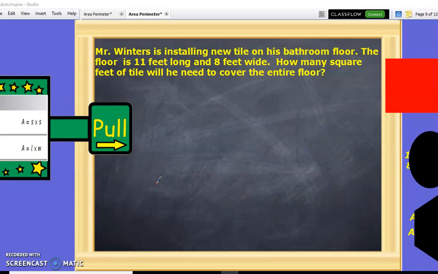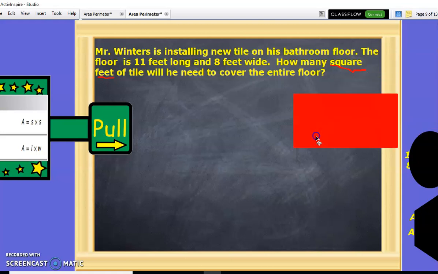Let's take a look at the next problem. Mr. Winters is installing new tile on his bathroom floor. The floor is 11 feet long and 8 feet wide. How many square feet of tile will he need to cover the entire floor? Square feet is our clue that this is an area problem.